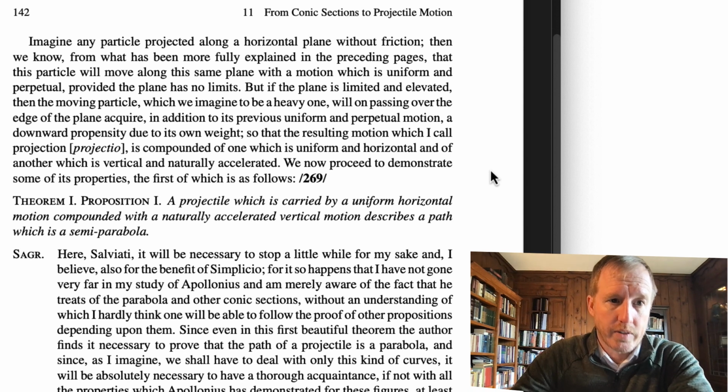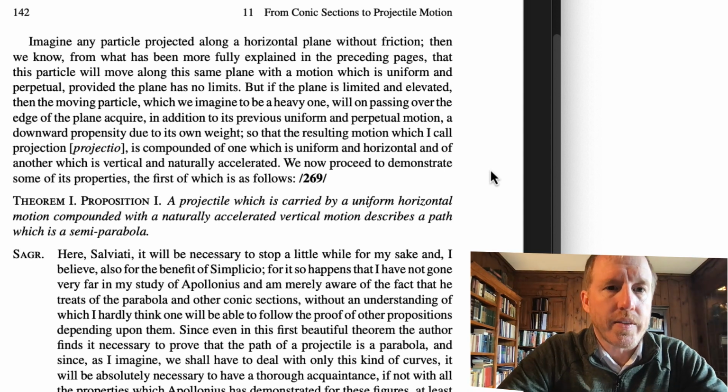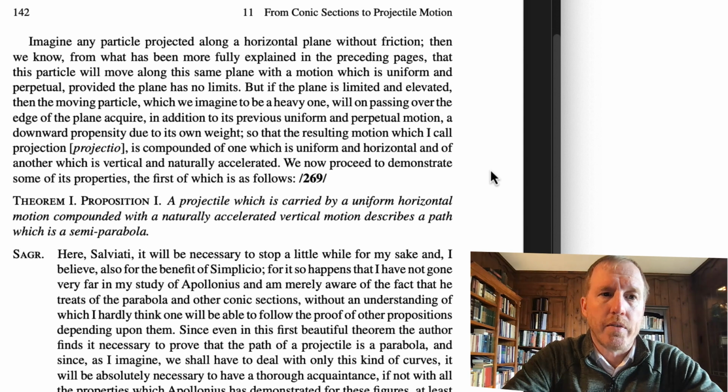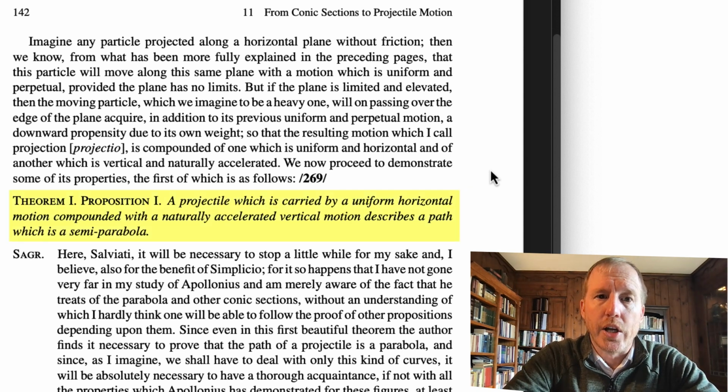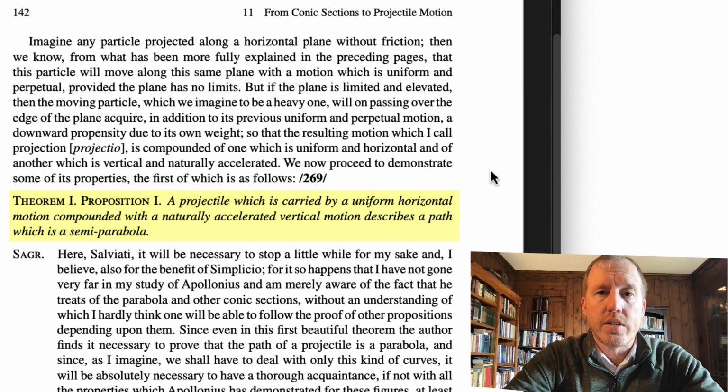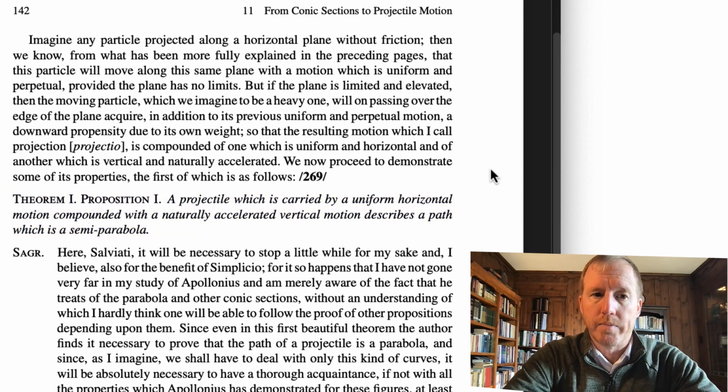Let's go back to the text. What he says is that he's going to demonstrate some of the properties of this motion that this projectile undergoes, the first of which is as follows, and here he says Theorem 1, Proposition 1. A projectile, which is carried by uniform horizontal motion compounded with a naturally accelerated vertical motion, describes a path which is a semi-parabola or half parabola.